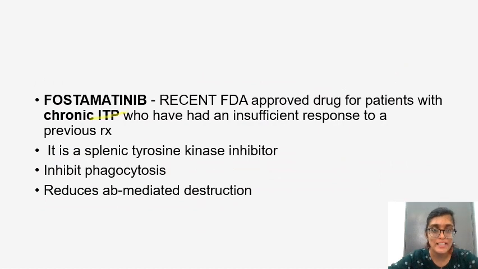So fostamatinib is a recent FDA-approved drug for patients with chronic ITP who have had an insufficient response to previous treatment. It's a spleen tyrosine kinase inhibitor. It inhibits phagocytosis and reduces the antibody-mediated destruction.